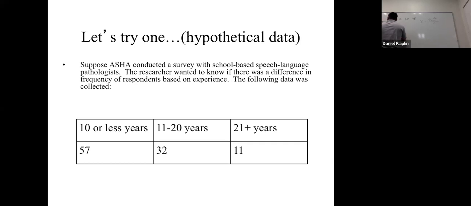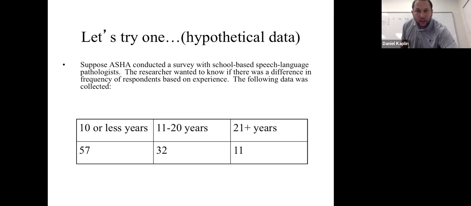All right, so the first frequency is 57. That's how many respondents said that they were early career, right? There were 32 respondents who said they were mid-career. And then there were 11 respondents who said they were late career.